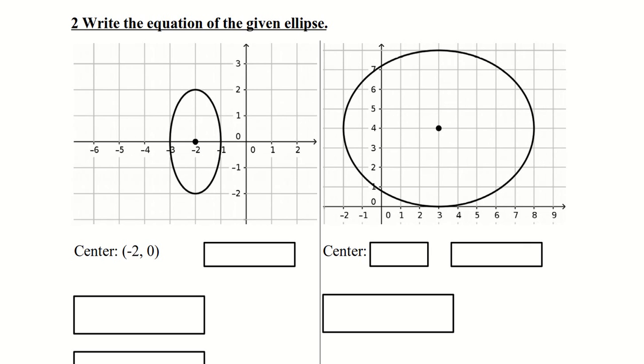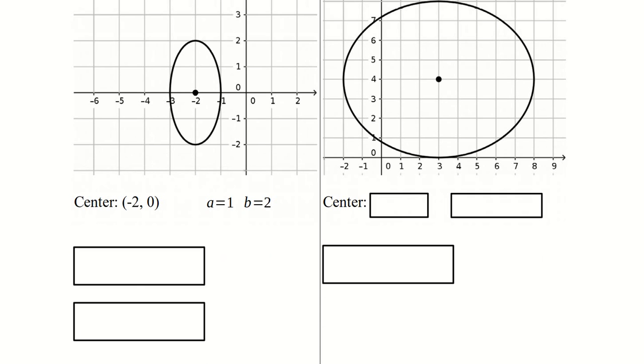Now we need our offsets A and B. A is the horizontal offset, that is right and left. It looks like we're going 1 unit to the right, 1 unit to the left from the center. So A equals 1. B is our vertical offset, that is up and down. It looks like we're going 2 units up and 2 units down to get to our vertices. So now we've got H, K, A, and B, and we plug it in.